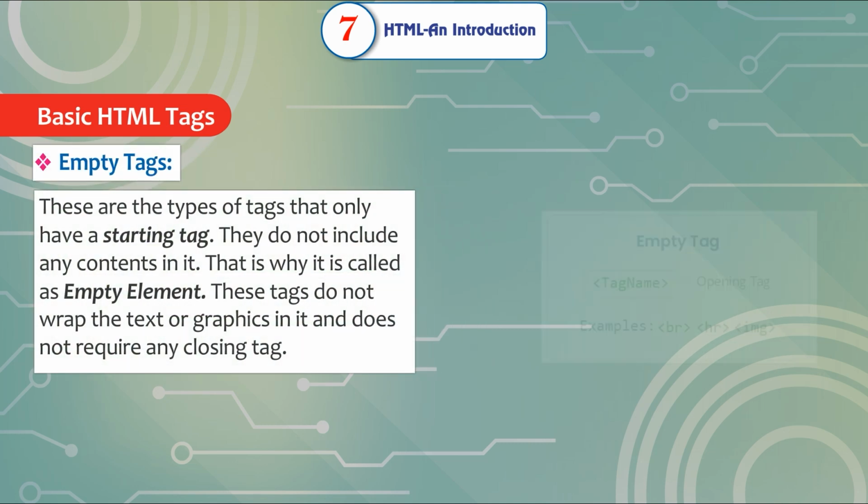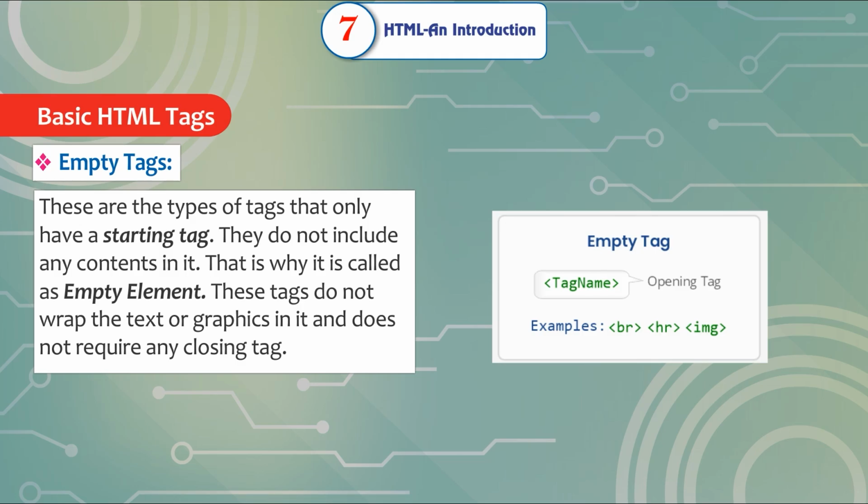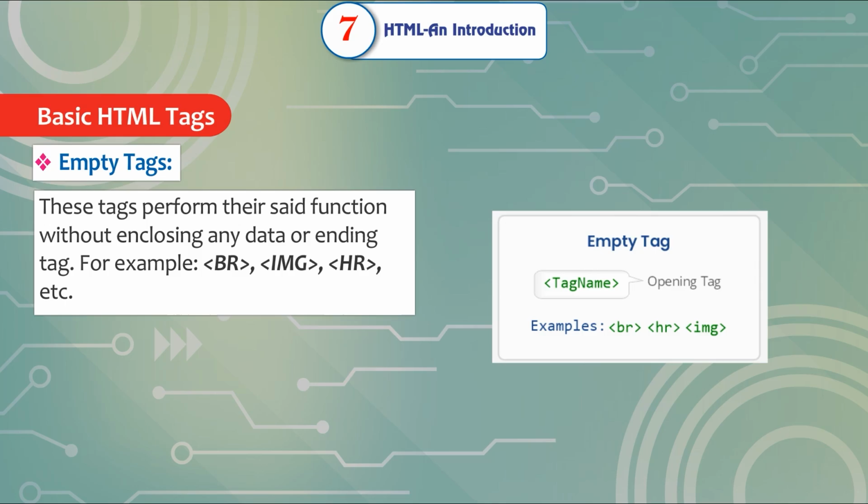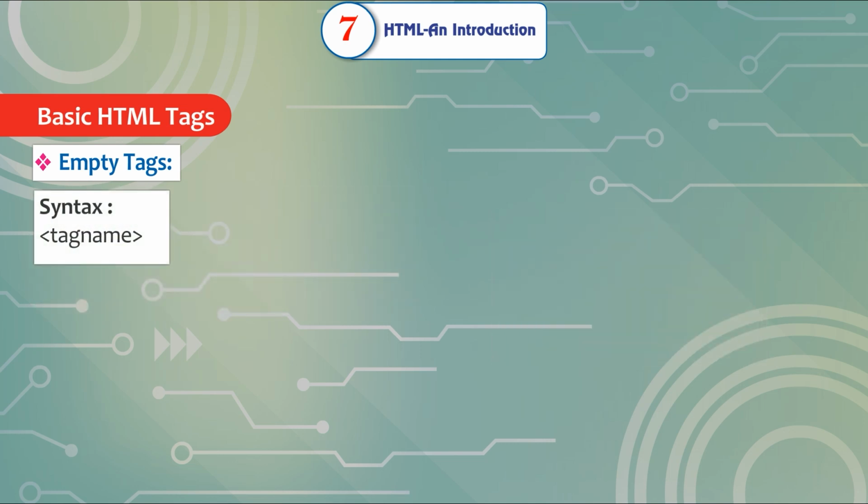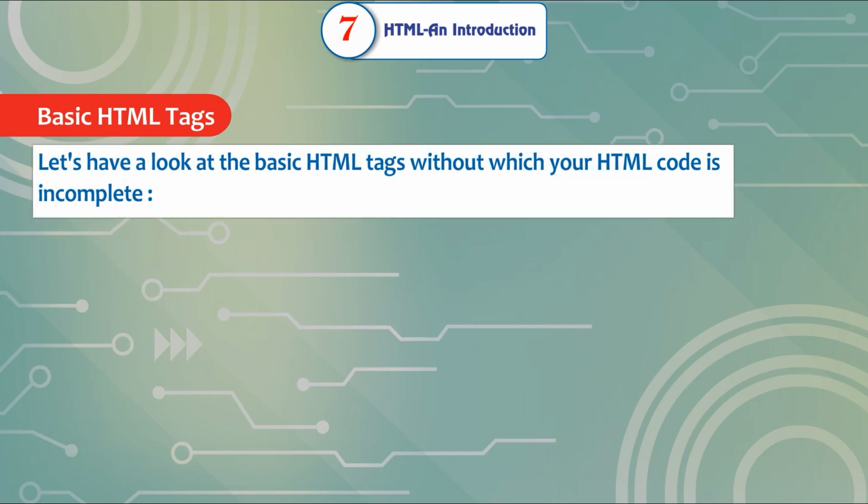Empty tags. These are the types of tags that only have a starting tag. They do not include any contents in it. That is why it is called an empty element. These tags do not wrap the text or graphics in it and do not require any closing tag. These tags perform their set function without enclosing any data or ending tag. For example, BR, IMG, HR, etc. Syntax: <tag name>. Let's have a look at the basic HTML tags without which your HTML code is incomplete.